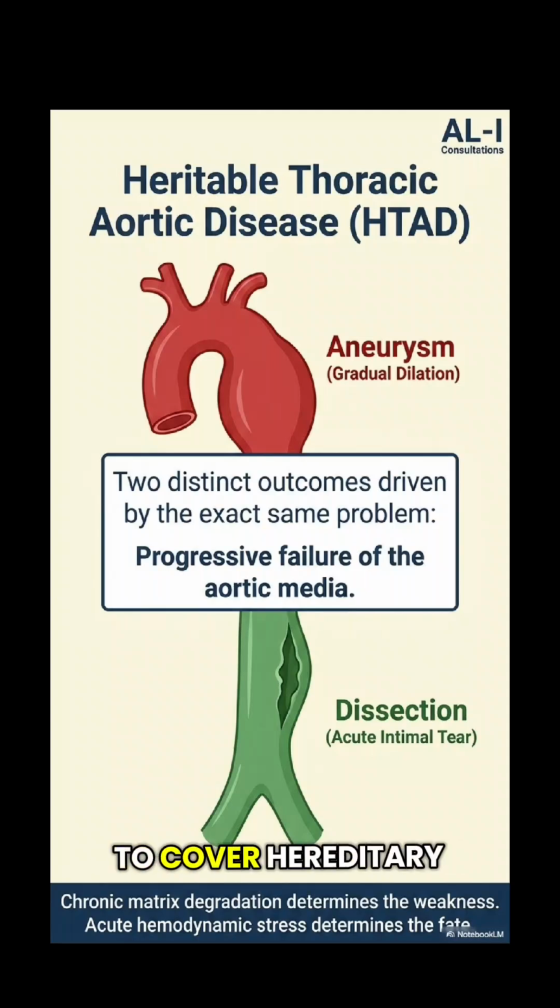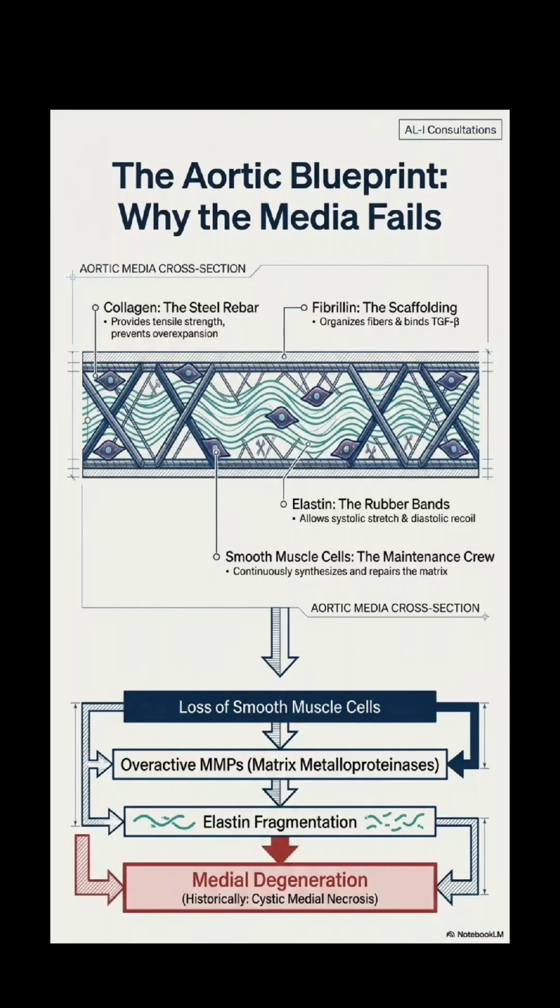Today, we're going to cover hereditary thoracic aortic disease, which could have two different clinical manifestations: aneurysm, which is gradual dilatation, or dissection, which is an acute internal tear. There's a progressive failure of the aortic media. Chronic matrix degeneration determines the weakness. Acute hemodynamic stress determines the fate.